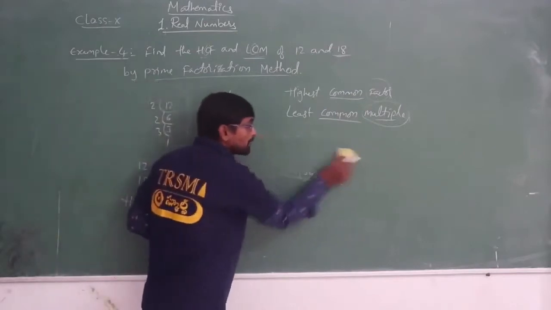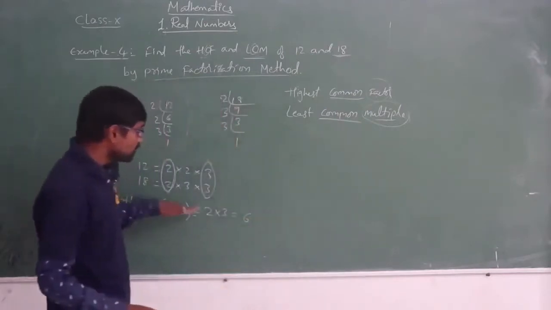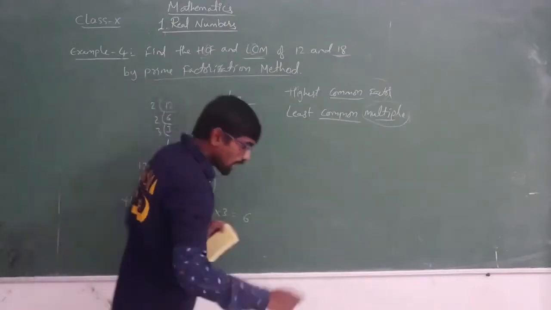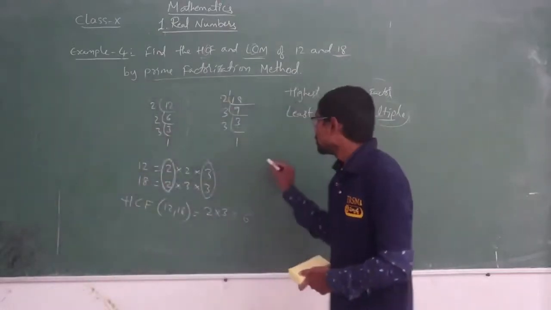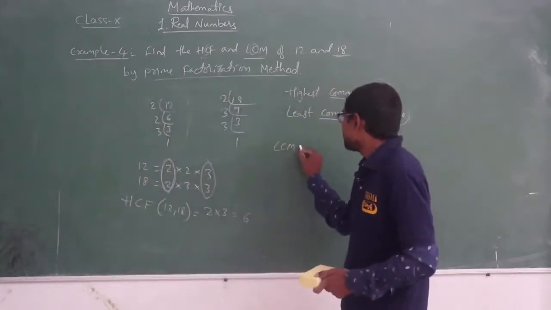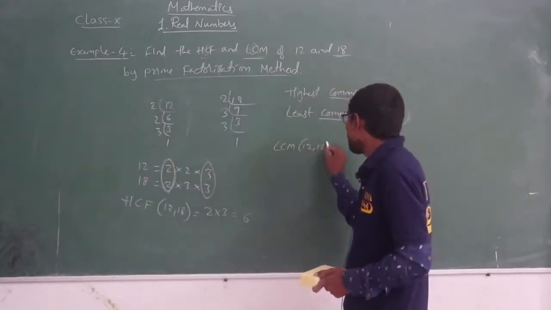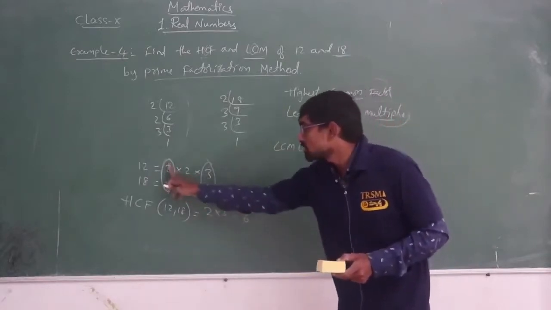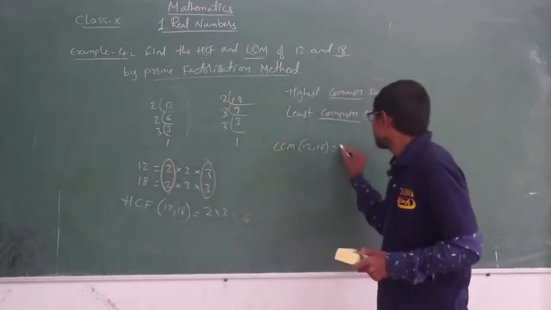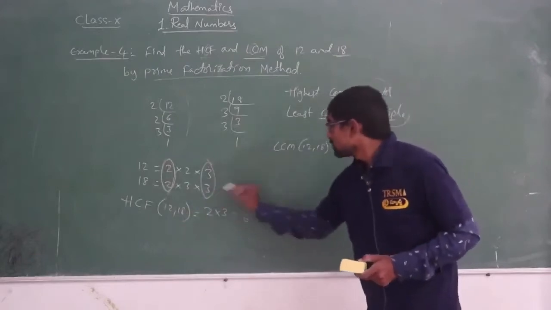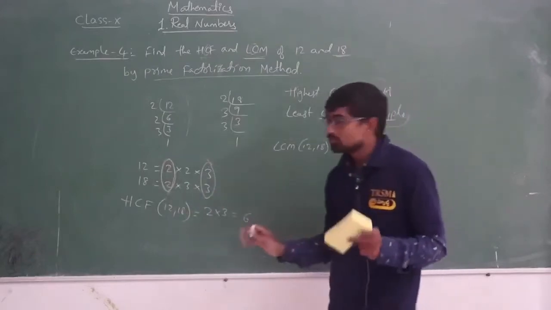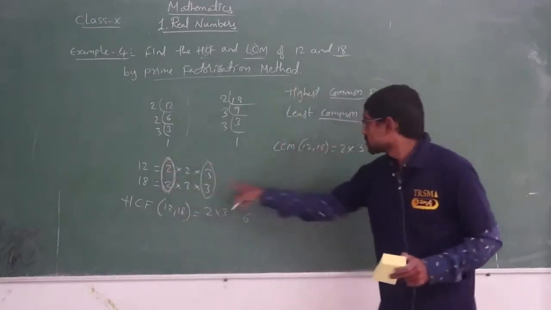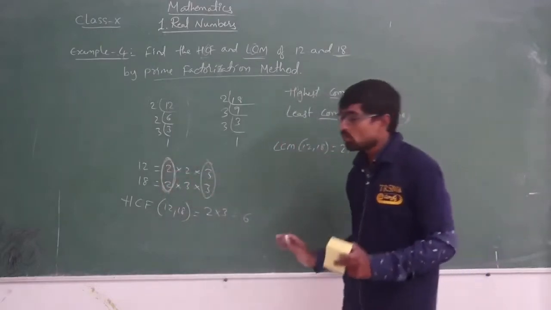We will be finding this common multiple by using the prime factors. So let me tell you how we will find it. Very easy. LCM of 12 and 18 is equal to: first we will write the common factors. So what are the common factors? 2 and 3. That's it. These common factors I will be writing one time.